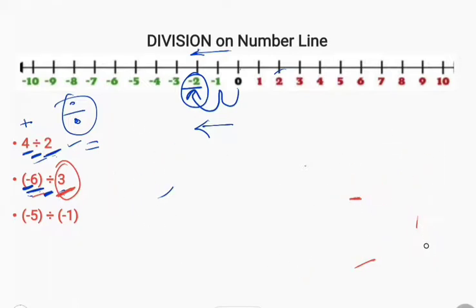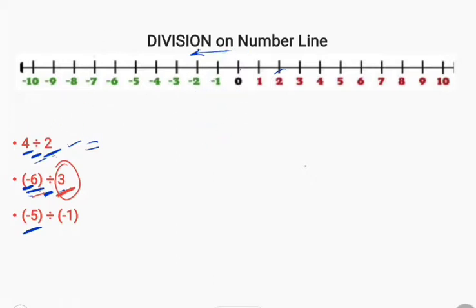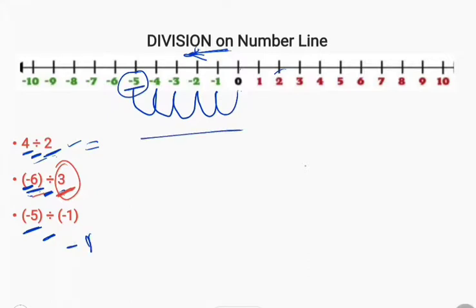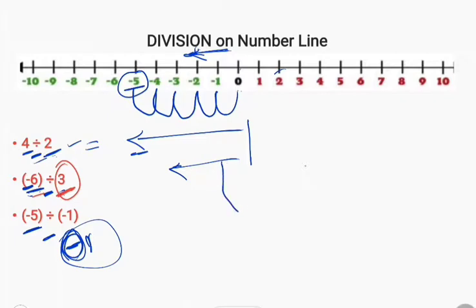Now let us take one more example. It says minus 5. So we'll again move to the left hand side from 0. 1, 2, 3, 4, 5 steps. So we reached minus 5. Now we have to divide this by minus 1. So we have 5 steps on the left hand side of 0. But we have to divide by minus, and there's a minus sign. Minus sign means we have to reverse the direction of these steps. So when we reverse the direction, we get 5 steps, 1, 2, 3, 4, 5, on the right hand side of 0.